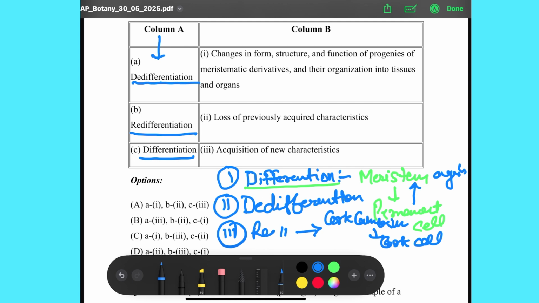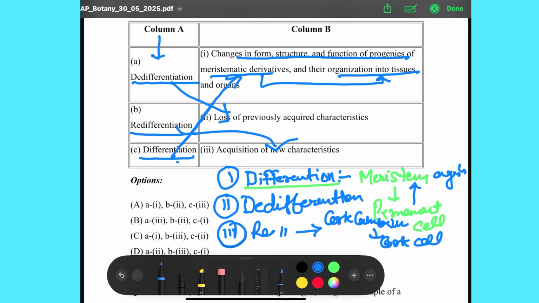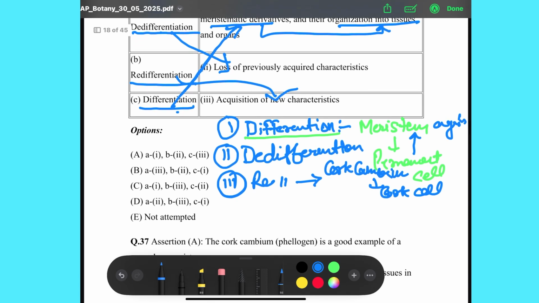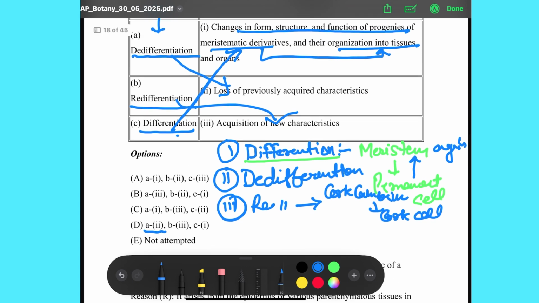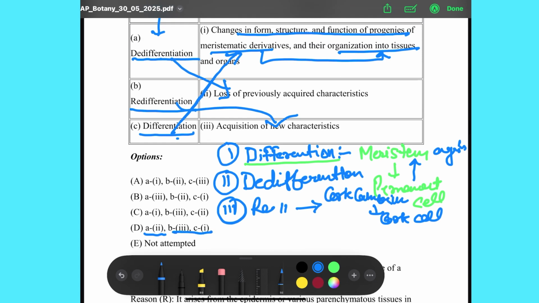Now let us see here in the column. So de-differentiation means loss of previously acquired character, obviously. Differentiation means change in the form, structure, function and progeny of meristematic derivative and organization into new tissue. ठीक है? Okay, and re-differentiation, acquisition of new character. So the answer will be A-second, B-third and C-first. Yeah, so it will be the answer.